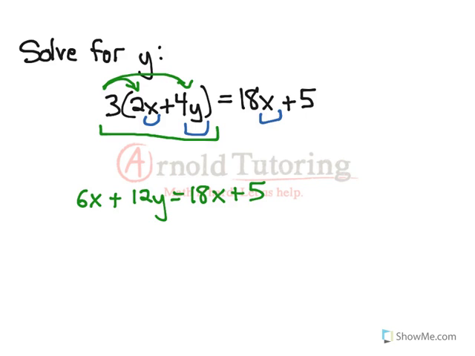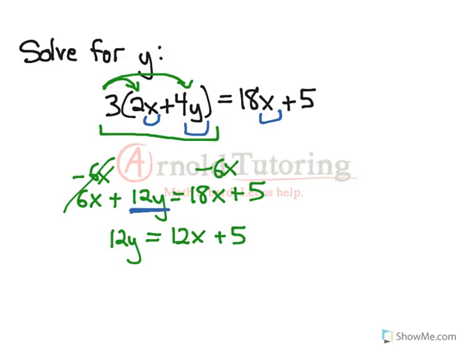Again, I'm focusing on getting y on its own, so I'm going to leave this term on the left side and try and move everything else to the right. My algebra to move this 6x over to the right is to do the opposite. So right now it's plus 6x, I'm going to minus 6x from both sides. That'll cancel over here, and I'll be left with 12y equals 18x minus 6x is 12x, and our plus 5 is still there. So I just subtracted here. 18x minus 6x is 12x.